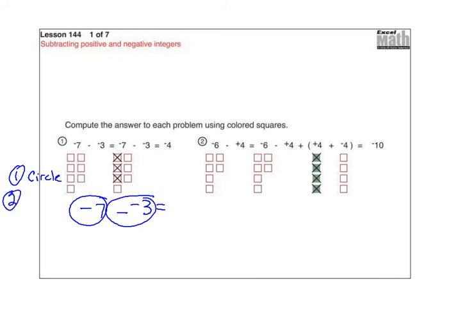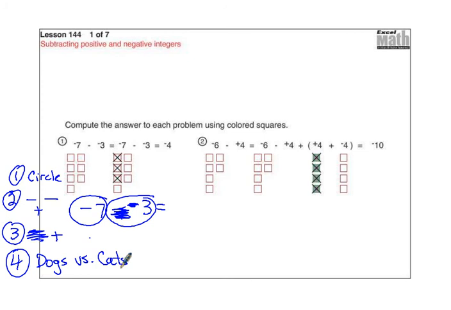Second step, I'm going to have you combine any two subtraction symbols that are right next to each other and make those into a positive. So this one and this one right next to each other becomes a positive. Step 3, now we're going to scribble out any positive signs. If you see a positive sign there, we're going to get rid of it. Go ahead and write this on your paper, keep up with me if you can. And then step 4 is we're going to do dogs versus cats.